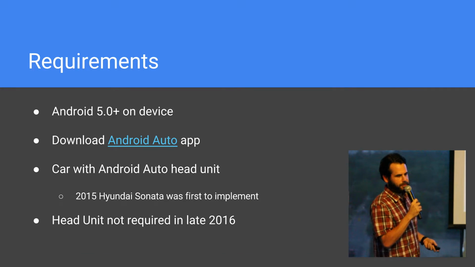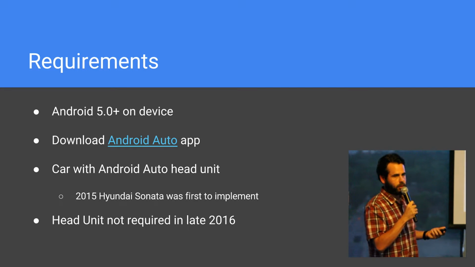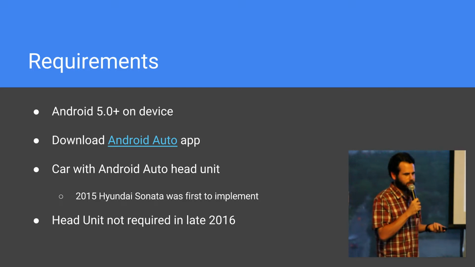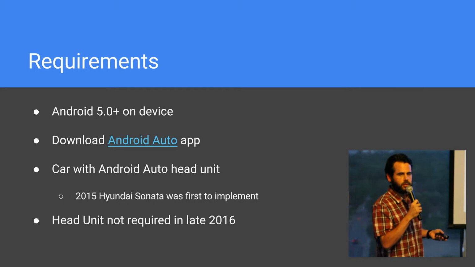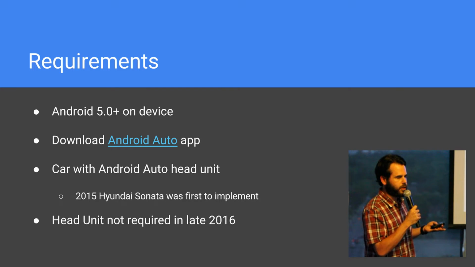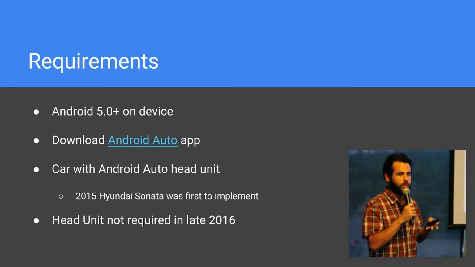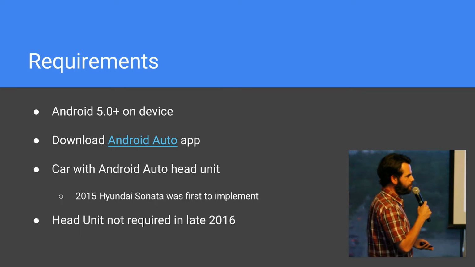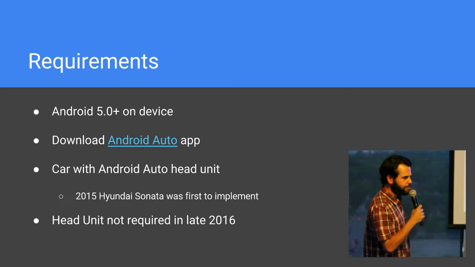In order to get it up and running, there are a few basic requirements. One is that you have to have a phone running Android 5 or Lollipop or greater, which in this room is probably not a big deal. Probably everybody does. And there's an Android Auto app that you download from the Play Store onto your phone. And then you need to have a car with a head unit in it that you can plug the phone into. There are certain cars now being manufactured with head units inside. The 2015 Hyundai Sonata was the first one to have that. But there are a number of aftermarket head units that you can also install.